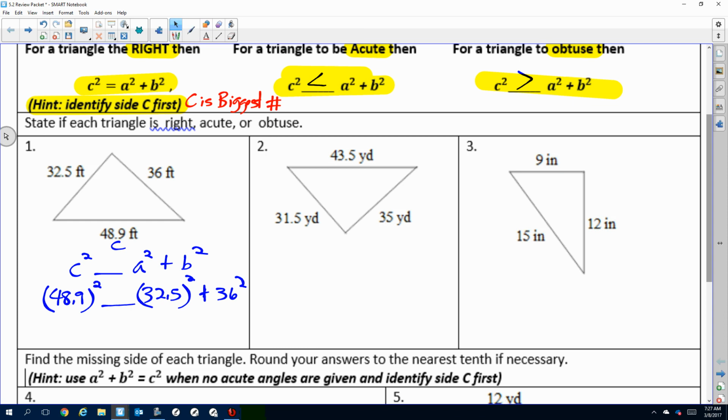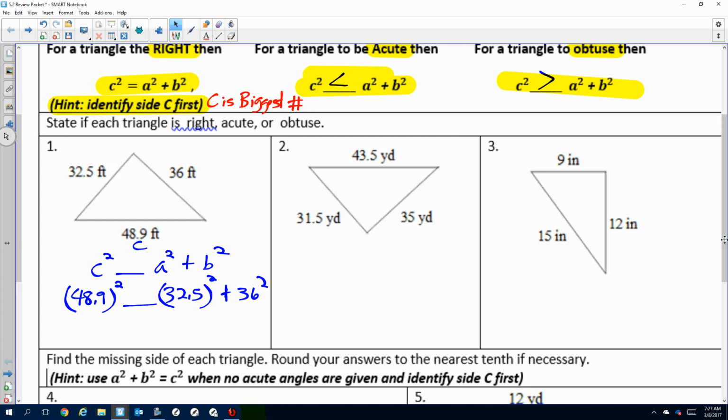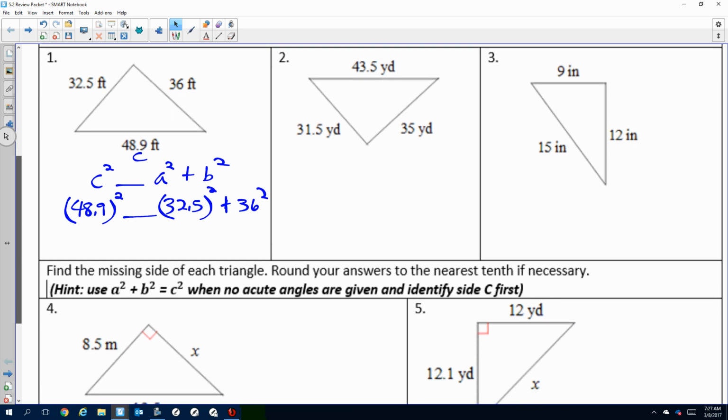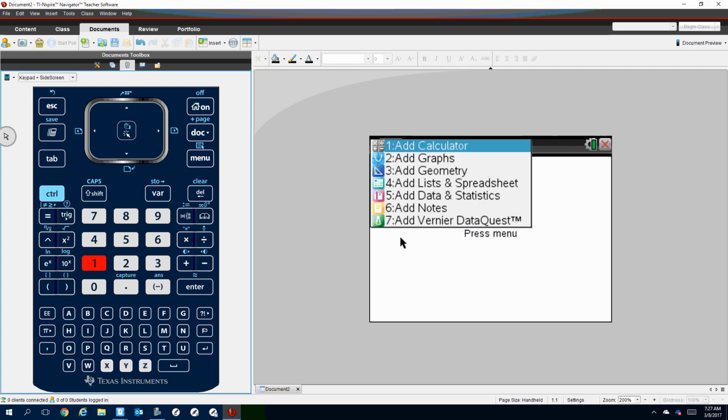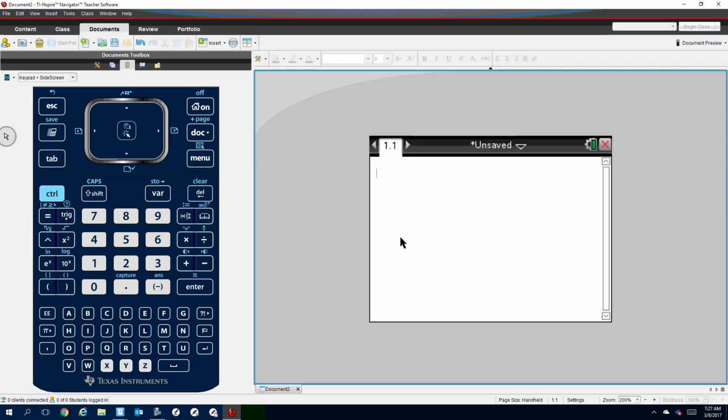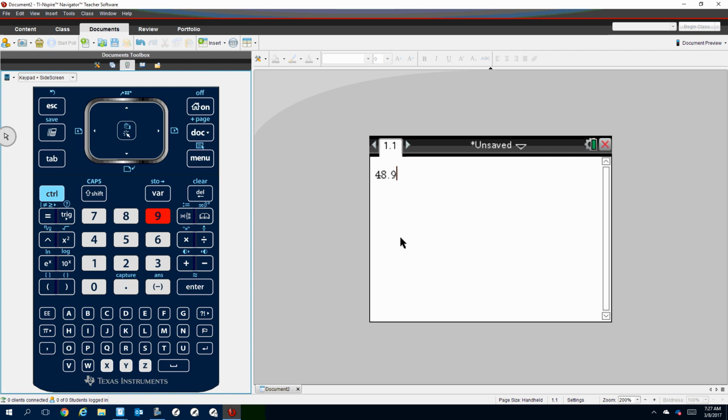In case you forgot how to do that on the calculator and you need a refresher on the keystrokes, I'm going to do that for some of these problems. First, we're going to go to a new document and add a calculator. Then we square our 48.9. If it's just a decimal and your exponent is on the last digit, it's going to square it, and notice it puts it in parentheses because you want to square that whole constant. So we know that is 2391.21, okay? Then we square our 32.5, get that number, and then our 36 squared, get that number. We're going to write these numbers on our paper here.